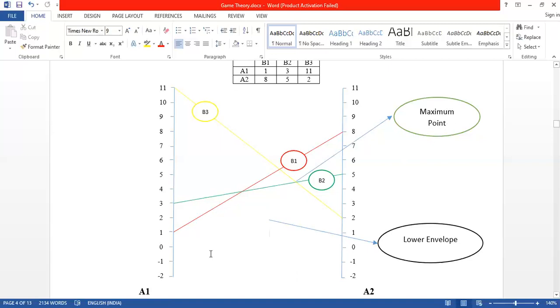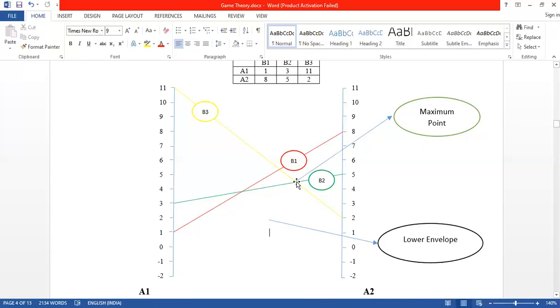Correct? So I'll just repeat once again. We need to find out: we have drawn this graph for which company? Profit making company or loss making company? For our case, we have drawn it for the profit making company. That is why we have identified the lower envelope and we have chosen the maximum point. If at all I need to do it for loss-making companies, then I'll go for the upper envelope, and instead of the maximum point, it will be the minimum point. So the reverse action I need to apply, right?